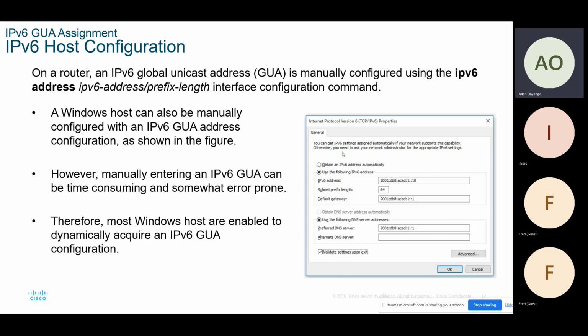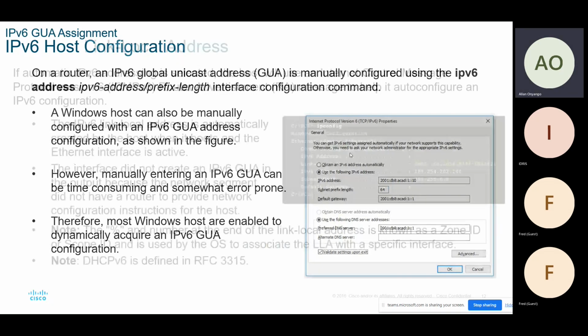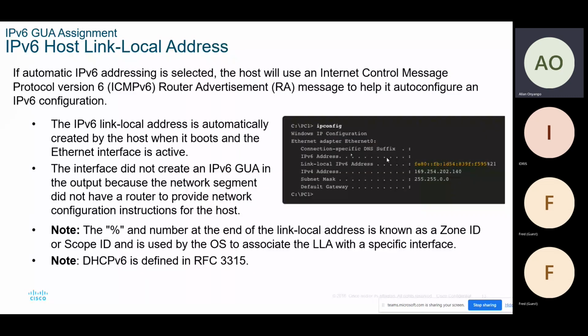And most Windows systems are normally enabled to acquire IP version 6 addresses automatically. And so it's important to note that the same command that we use for verifying IPv4, ipconfig or ipconfig /all, is the same command that we also use to view IPv6 addresses. Now, apart from the global unicast address, the other type of IPv6 address, which we have talked about before, is called the link local address.